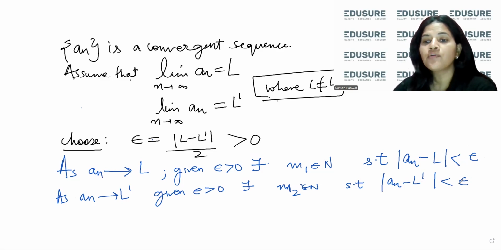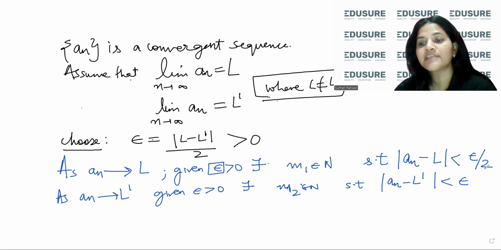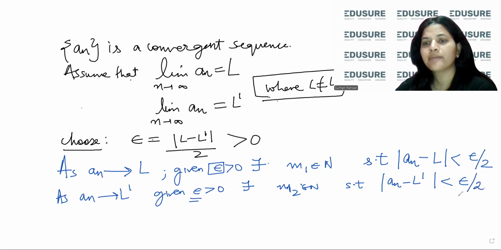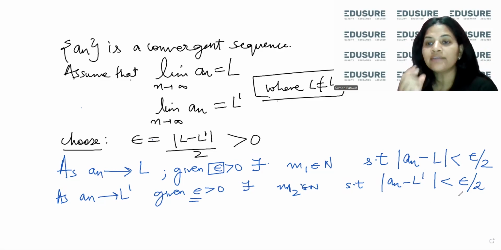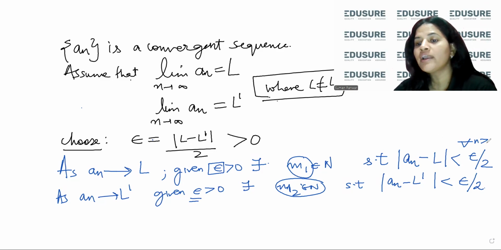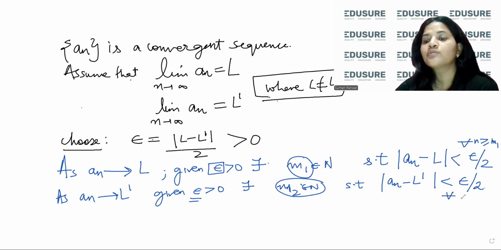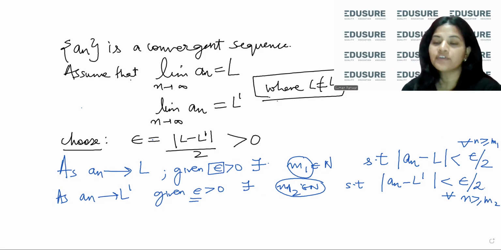Or what we can do is, for this epsilon, this distance can be made less than epsilon by 2. Similarly, for this epsilon, this distance can be made less than epsilon by 2. So the distance between the term of the sequence and the limit has to be less than epsilon by 2 for some natural number M1 and for some natural number M2. This is going to happen for all n greater than or equal to M1, and for all n greater than or equal to M2. This is by the definition of convergence of a sequence: for every epsilon, we get a natural number.